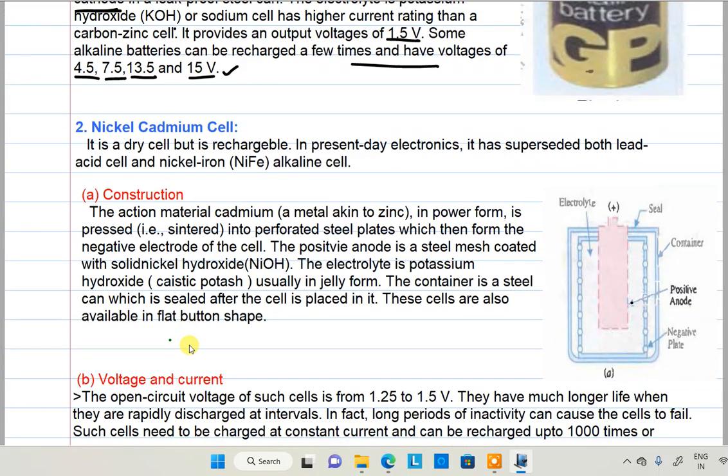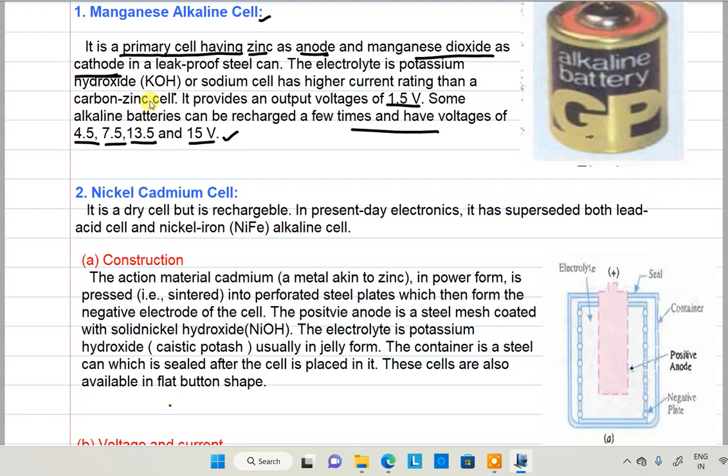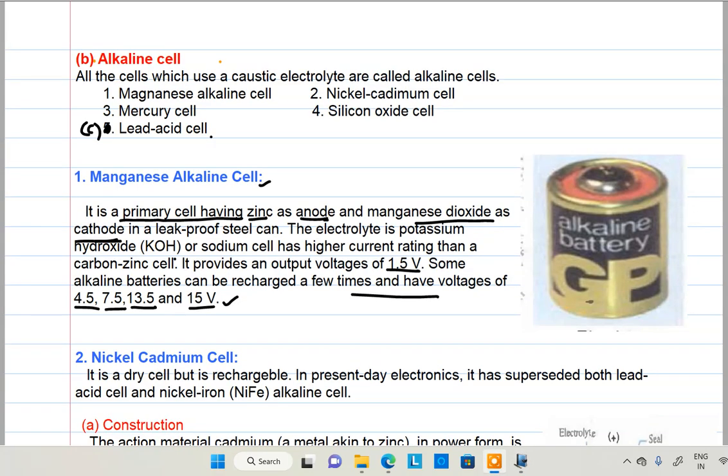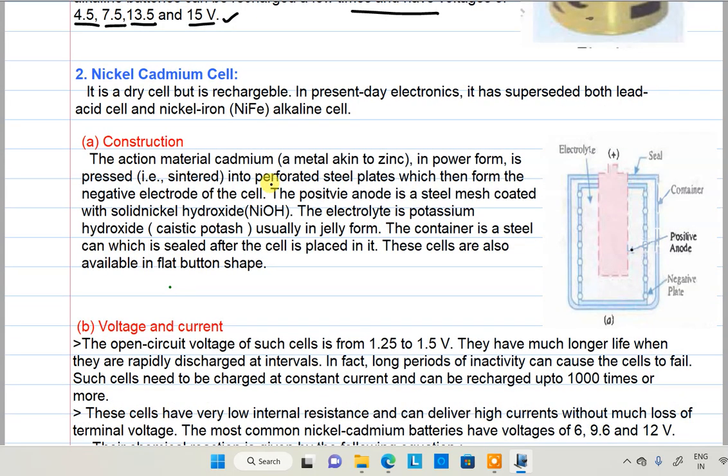Next, the nickel cadmium cell. The nickel cadmium cell is a dry cell. You know what we discussed, these four cells are dry cells. So the nickel cadmium cell is a dry cell. Okay, it is rechargeable.